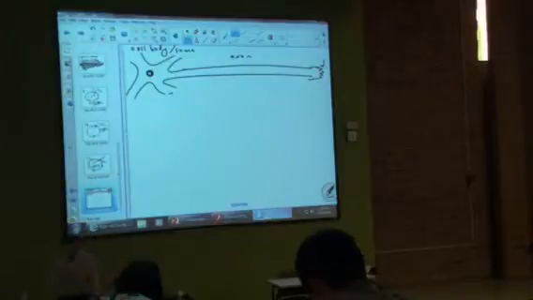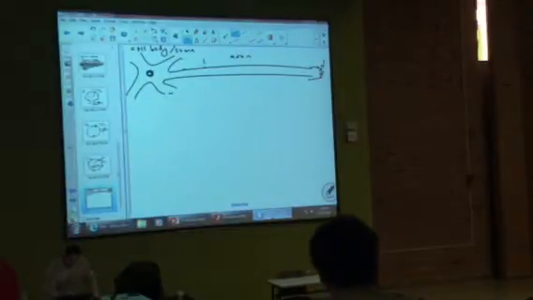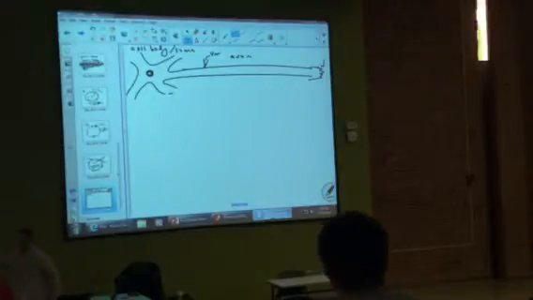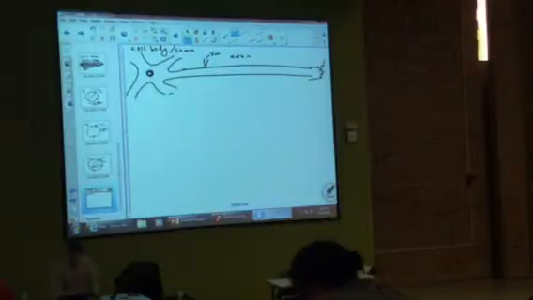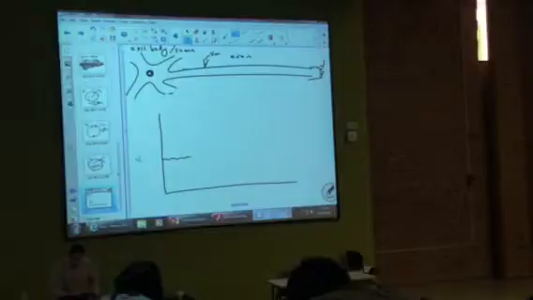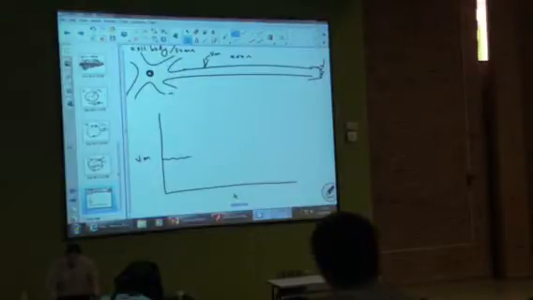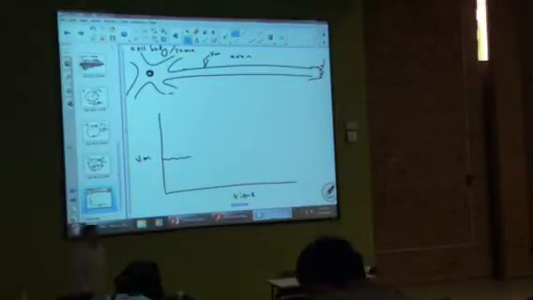Okay? I'm going to take just this little piece right here of the axon, and I'm going to stick my little electrode right there. And I'm going to measure membrane potential at that point. This is membrane potential on this axis. This is simply time.